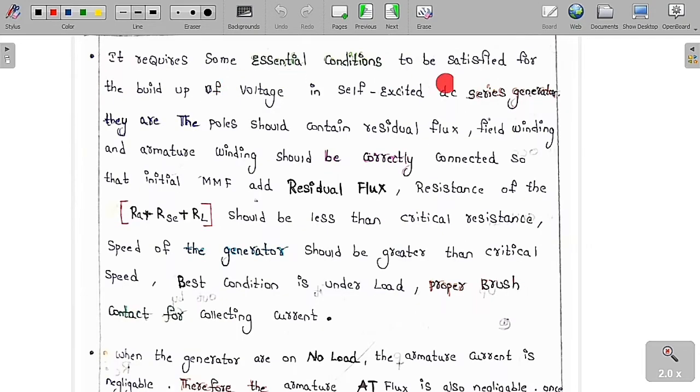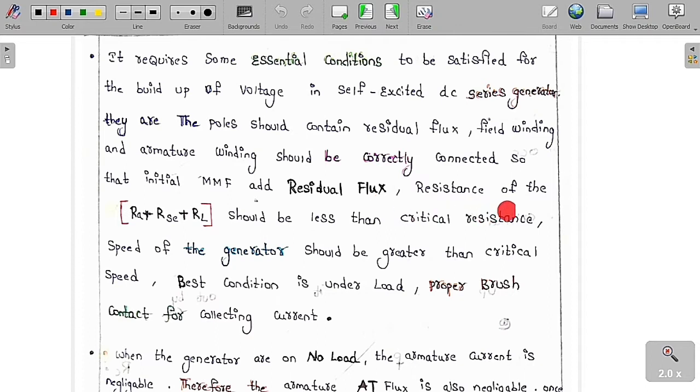Now some essential conditions must be satisfied for the buildup of voltage in a self-excited DC series generator. I have already told you the essential conditions for a self-excited DC shunt generator, but now we will discuss them for the self-excited DC series generator. They are: the pole should contain the residual flux, which is the same as the previous one. The field winding and armature winding should be correctly connected so that the initial MMF aids the residual flux.